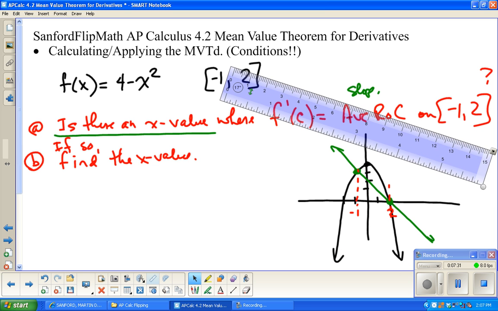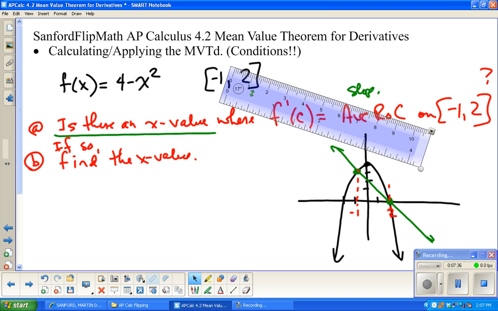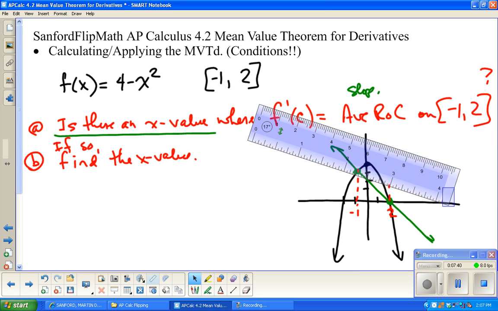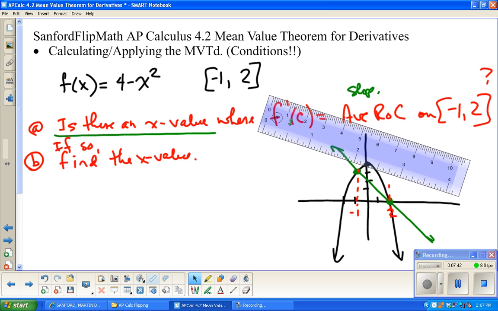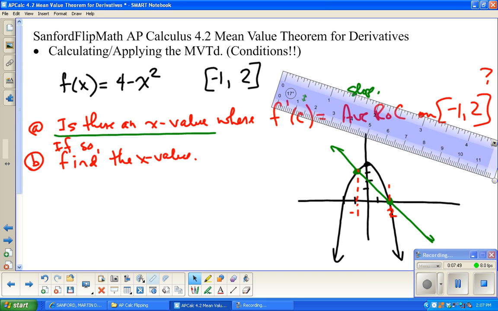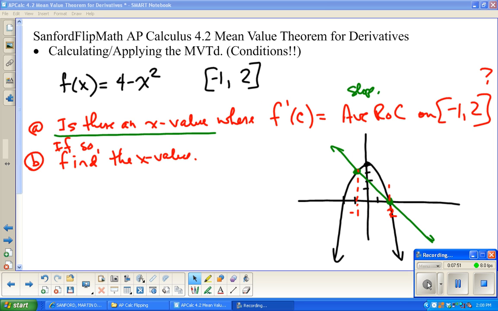I'm trying to picture this in such a way. Okay, I gotta learn how to work this thing. Sorry. Okay, this is not working. Yeah, that didn't help, did it? All right, hang on. All right, forget the ruler.